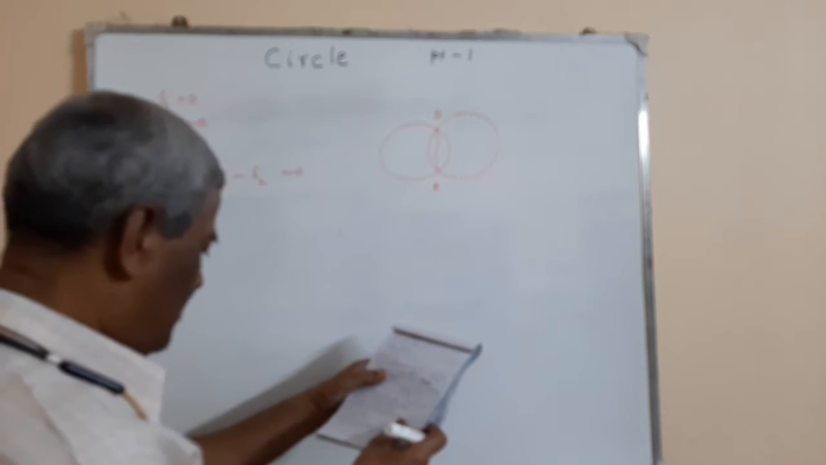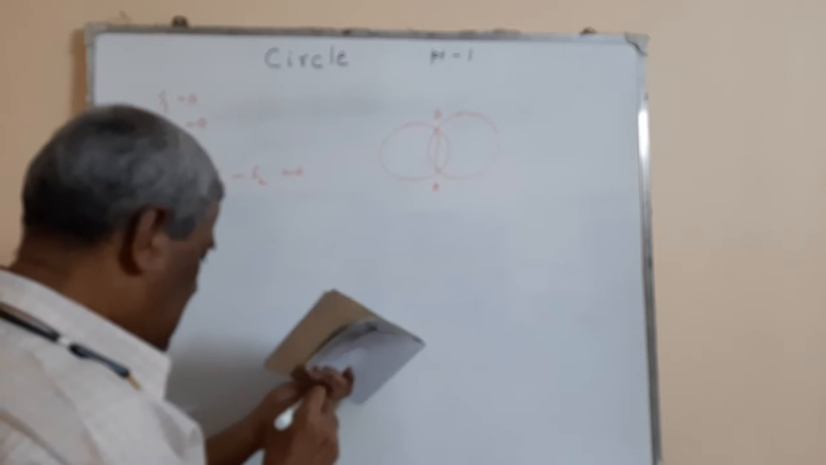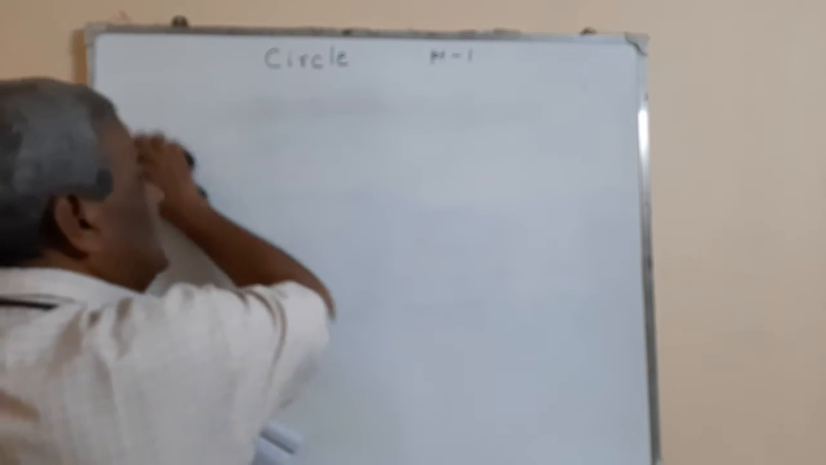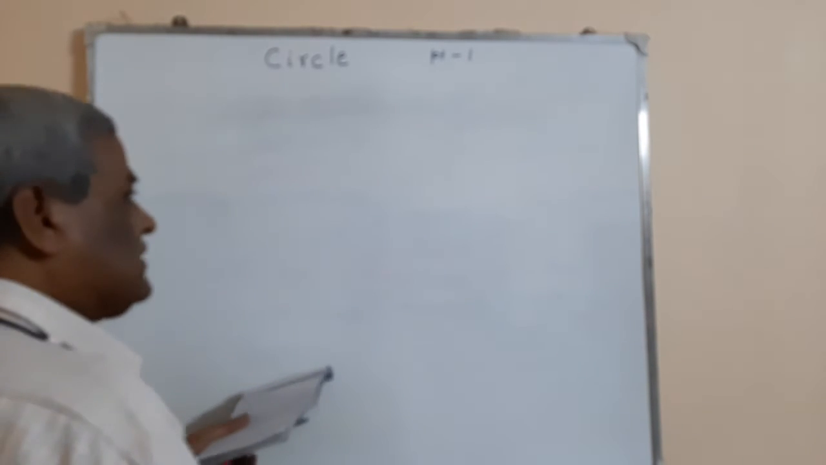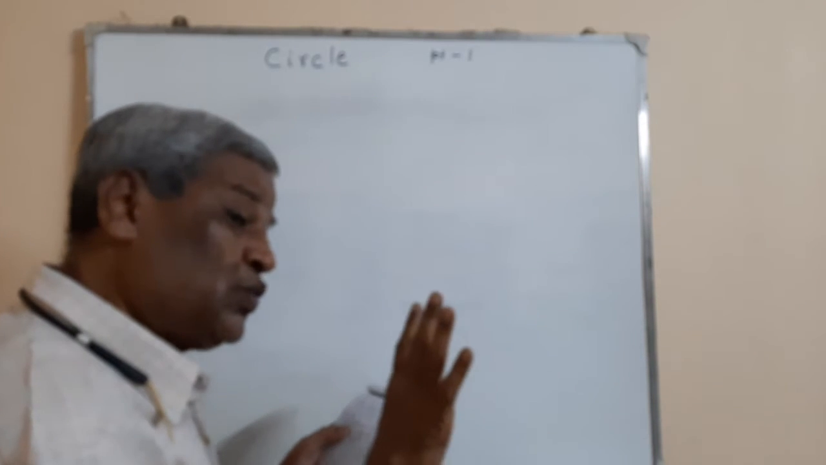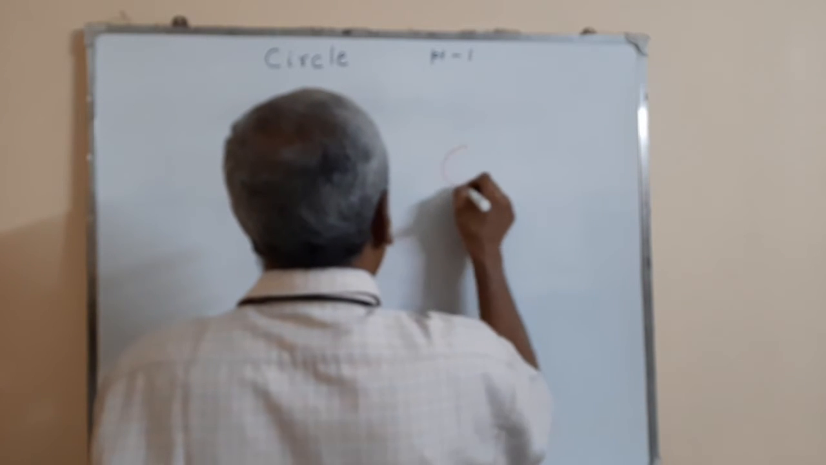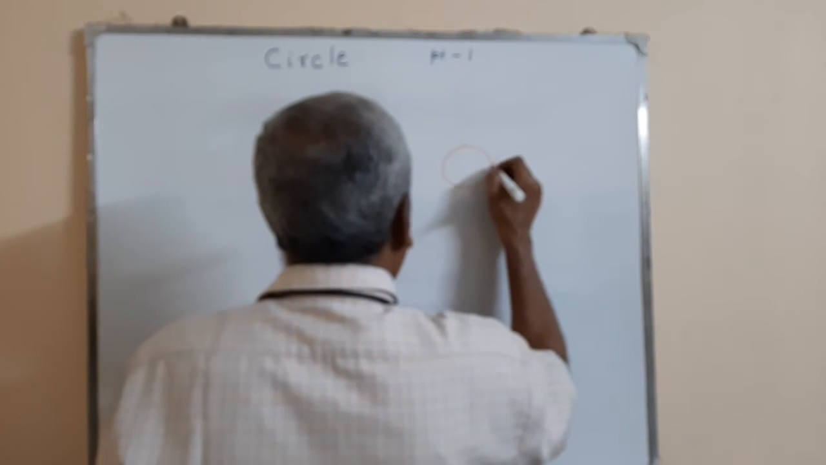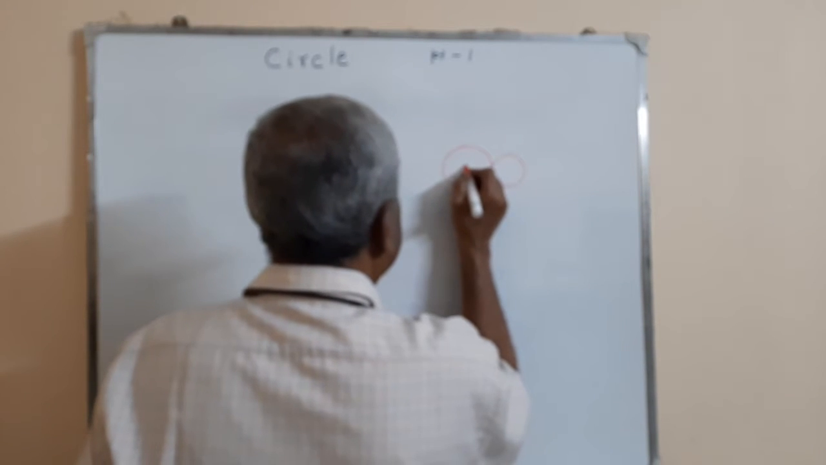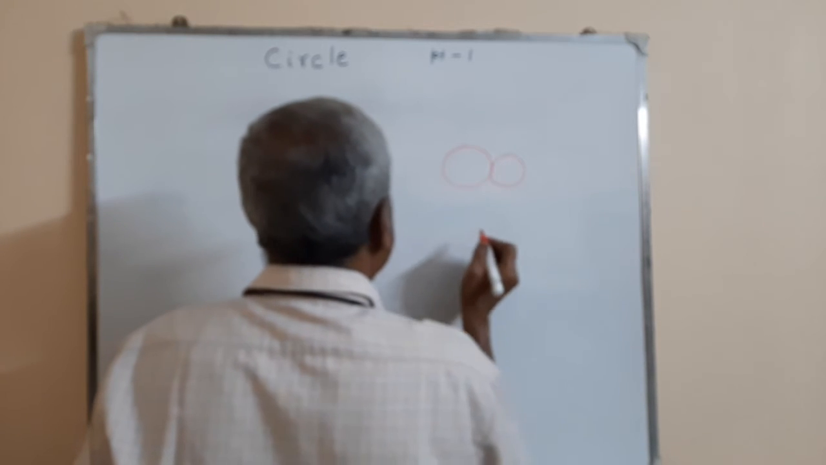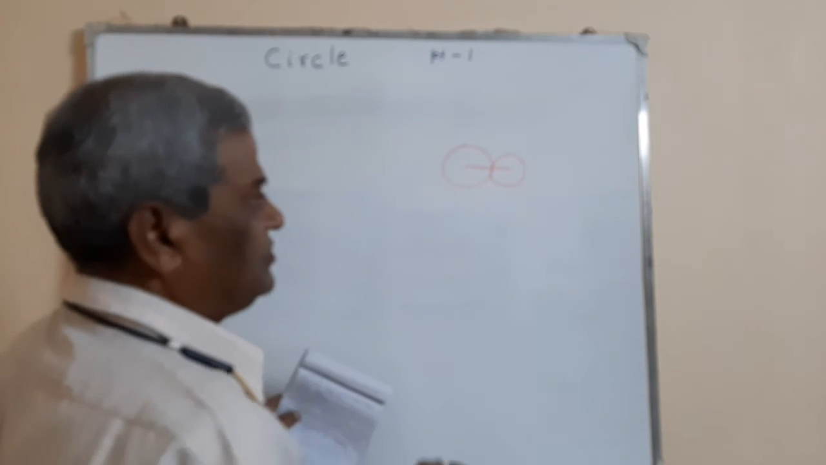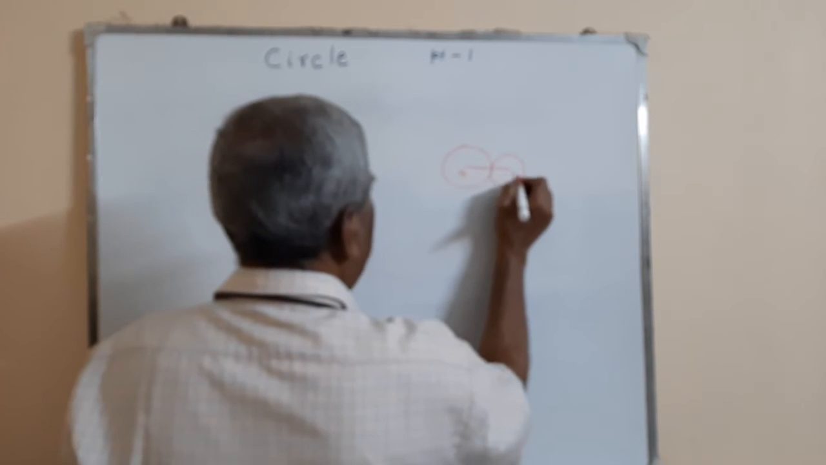Next, now I discuss the condition that two circles will touch. Suppose this is a circle and that is another circle. Suppose they touch. In that case, the center of the first circle, the center of the second circle, and the point of contact must lie on the same straight line. Suppose it is C1, it is C2.